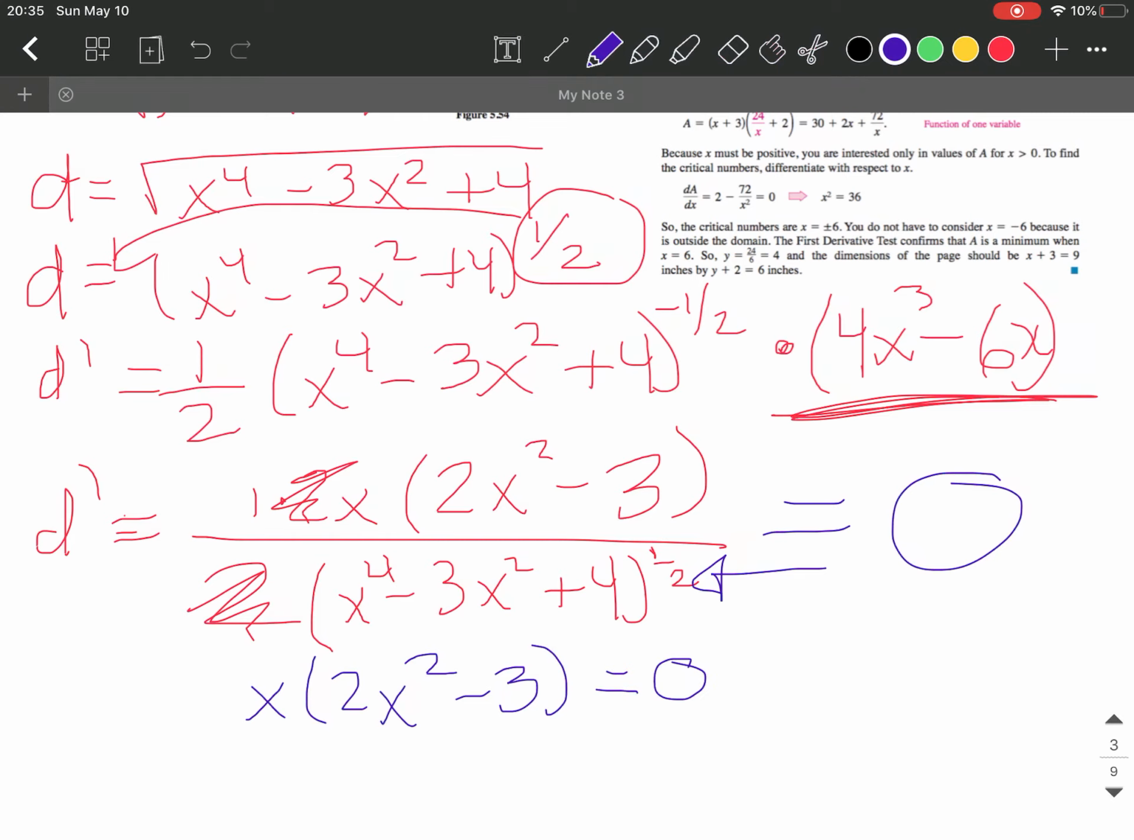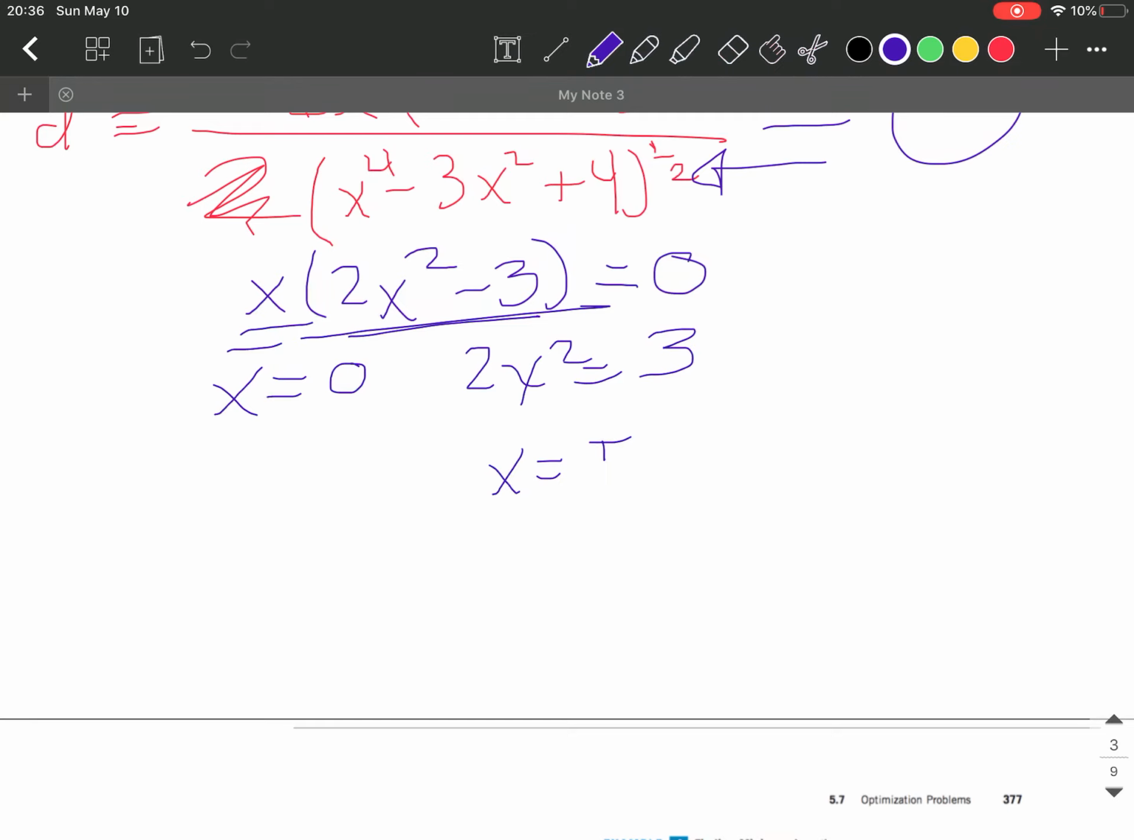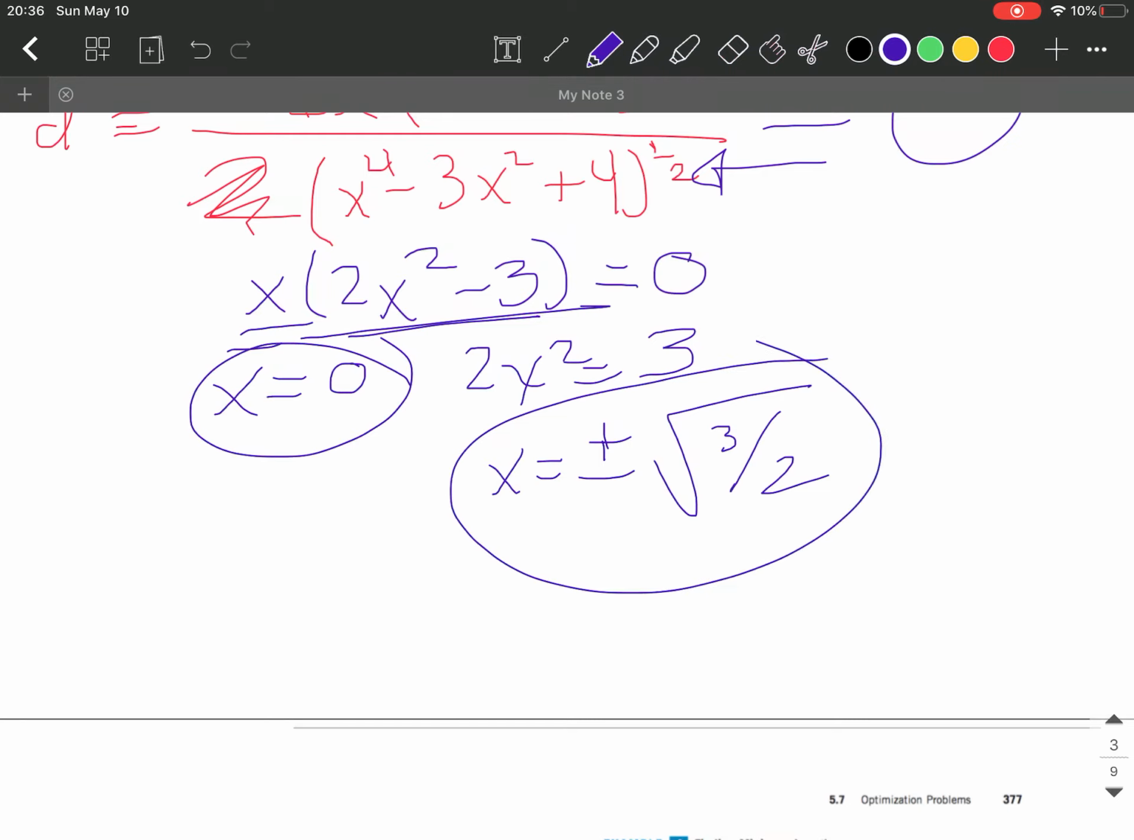So you got two choices. x could be 0 or the other factor could be 0. You make this equal to 0 and that equal to 0, and you get 2x squared equals 3. So x would be the positive or negative square root of 3 over 2. Okay, so those are my three possibilities actually.